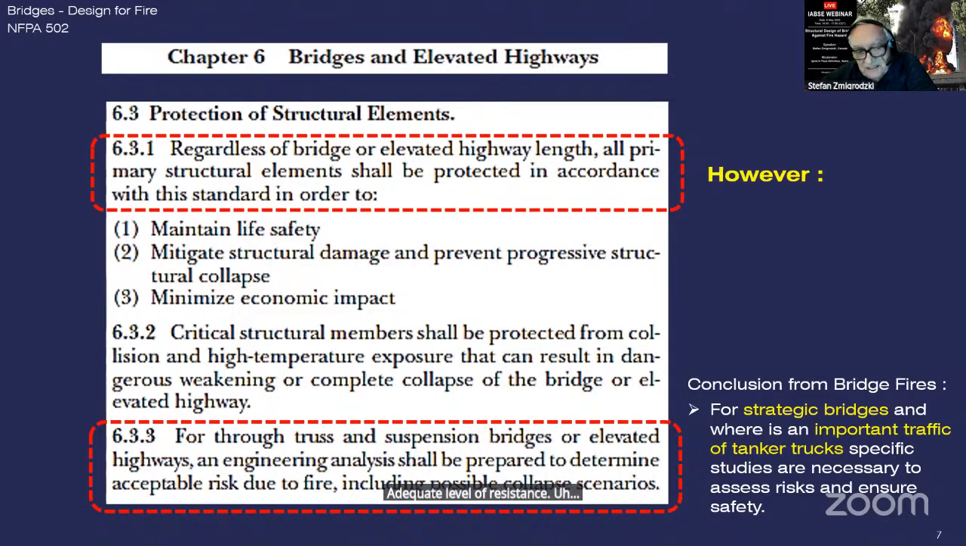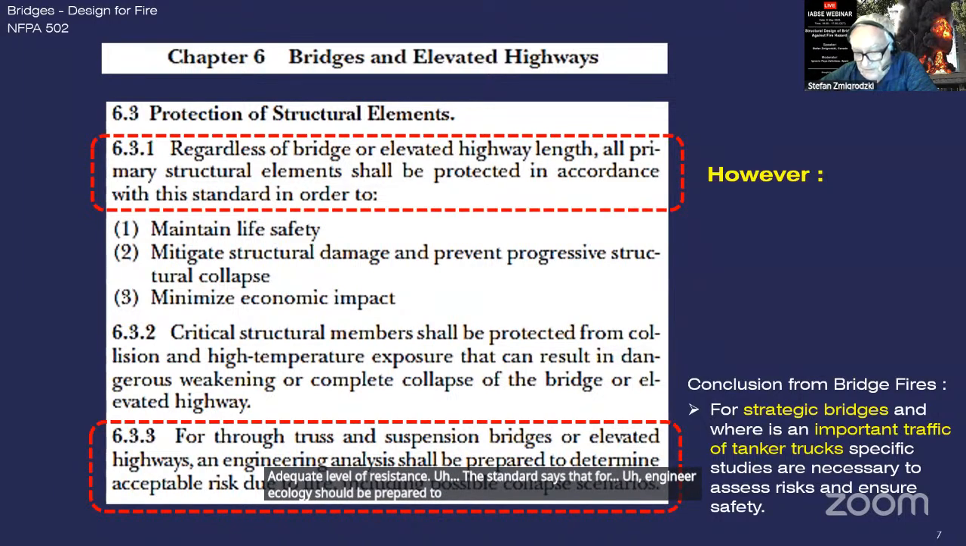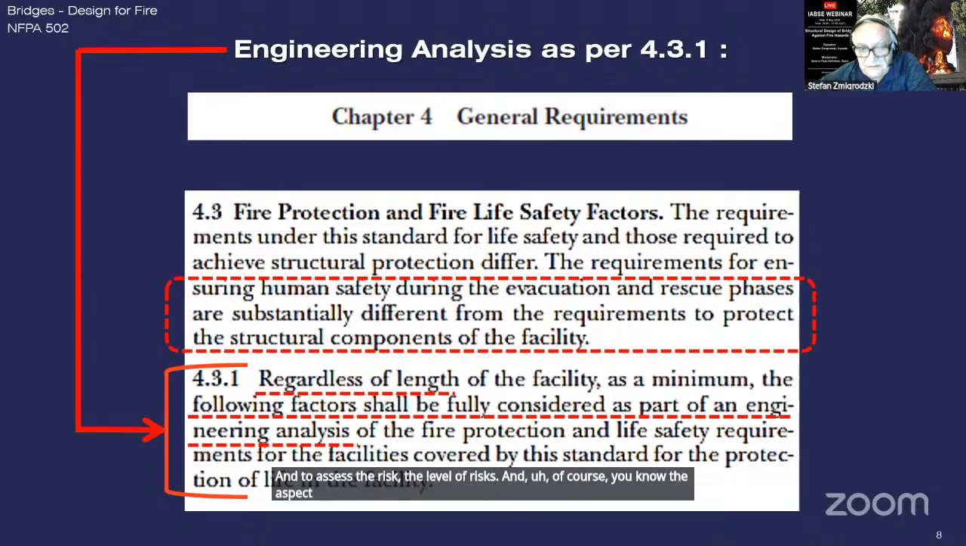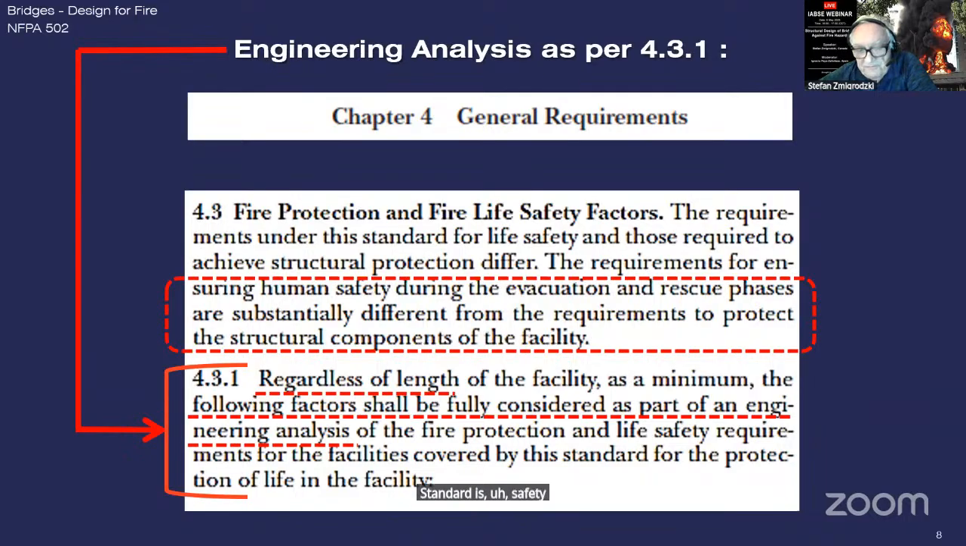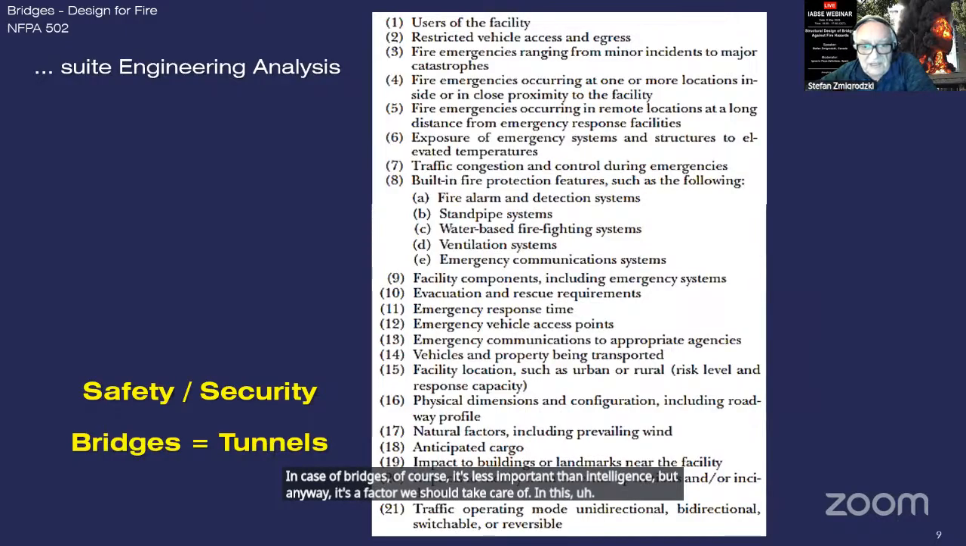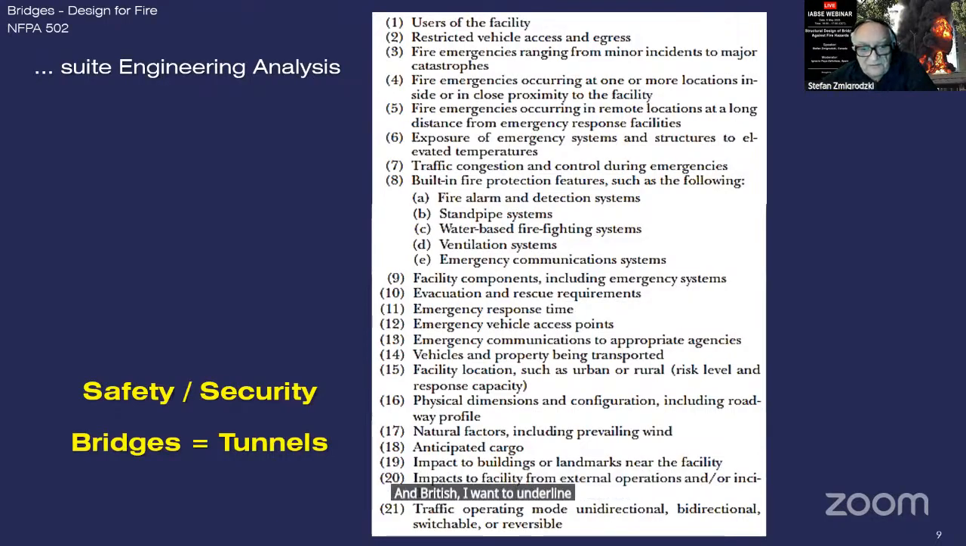The standard says that an engineering analysis should be performed for the structures to assess the level of risk. And of course, from the perspective of tunnels being covered by this standard, the safety of people should be included in this analysis. In the case of bridges, of course, it's less important than in tunnels, but anyway, it's a factor we should take care of. In this engineering analysis, the standard shows different aspects that should be considered. And bridges, I want to underline, are not different from tunnels from this perspective.